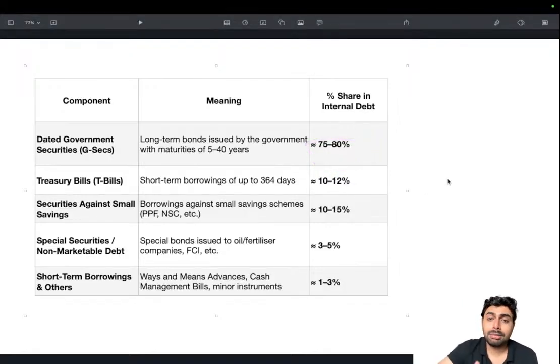You need to update this with the current economic survey. If you're writing 2026 prelims, go through the 2026 economic survey and update this information. I'm just giving you an idea roughly of what the amounts would be. These are not exact amounts, and even if you add them up, it will be more than 100. So that's there. Then other borrowings like ways and means advances. I hope you know what ways and means advances are. Then cash management bills, minor instruments. You need to know what WMAs and CMBs are.